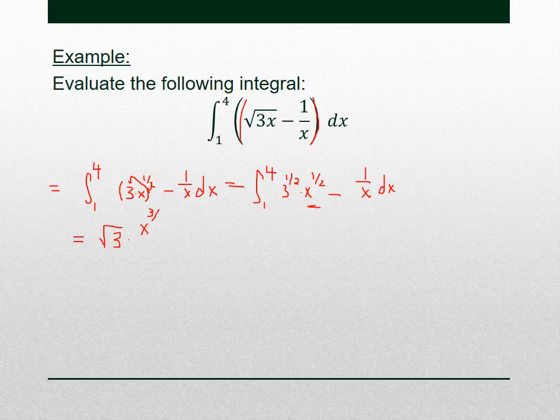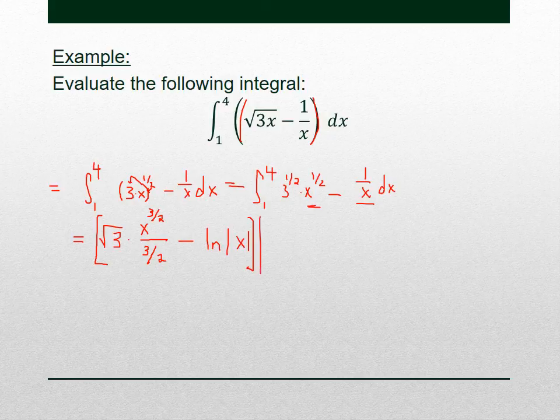Well, the square root of 3, 3 to the 1/2, however you want to write that, that's just a number. It comes along for the ride. Then x to the 1/2, when we take the antiderivative, we get x to the, and then we raise the exponent by 1. So 1/2 plus 1 is 3/2. And divide by that new exponent, that is 3/2.